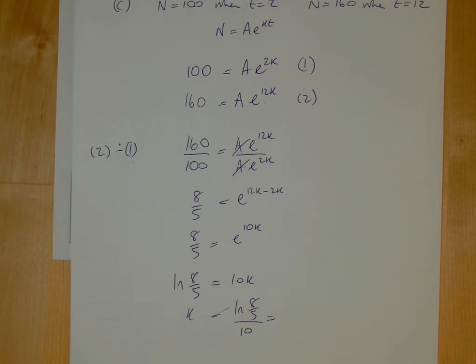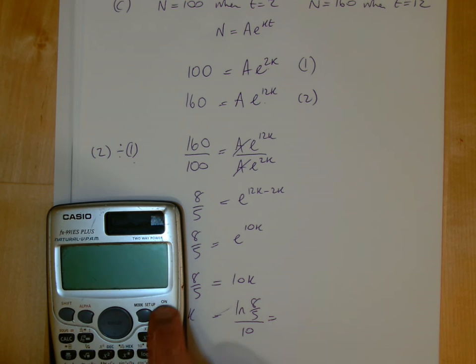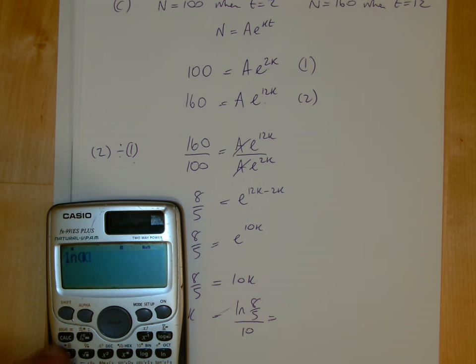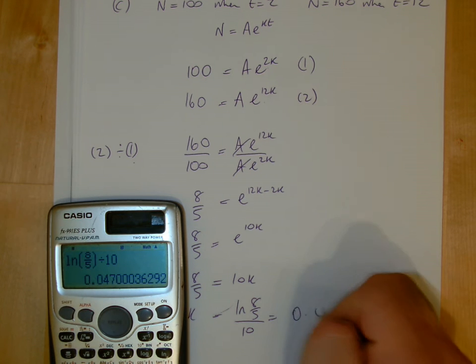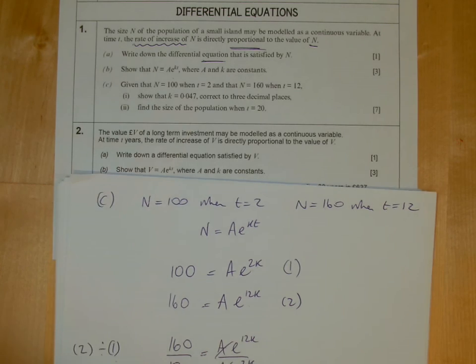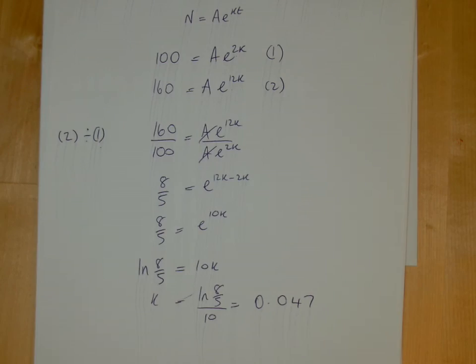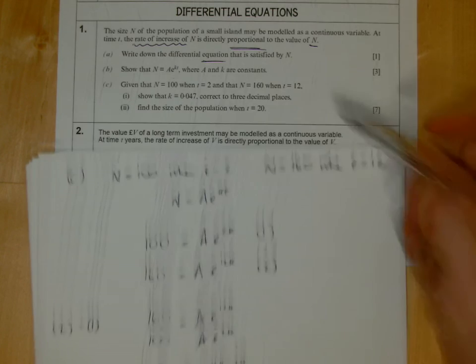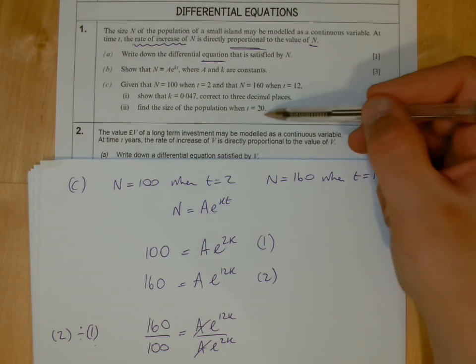So let's just check that that does come out on my calculator as they want. And that comes out to be 0.047. Let's just double check they wanted 3 decimal places. So then it says, find the size of the population when t is 20.